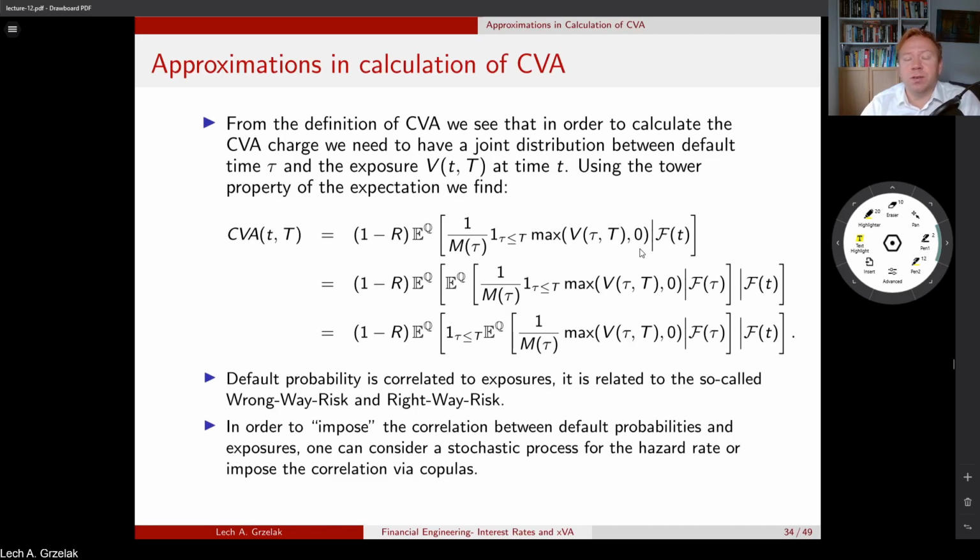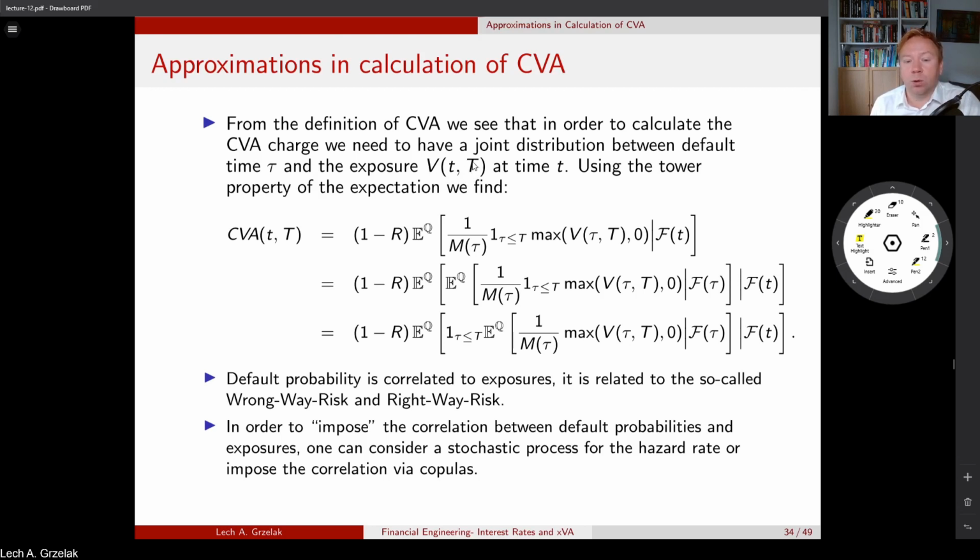From the definition of CVA, we see that in order to calculate this adjustment that we have to incorporate in the risk-free pricing, we actually need a joint distribution between the default probability and the exposure V_T. So that's basically a problematic issue. Of course, as I've mentioned before, this V_T is essentially our portfolio, which is driven by stochastic quantities. So as such, you can consider V_T, capital T, to be a stochastic variable.